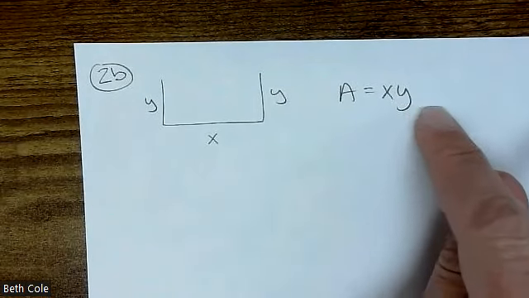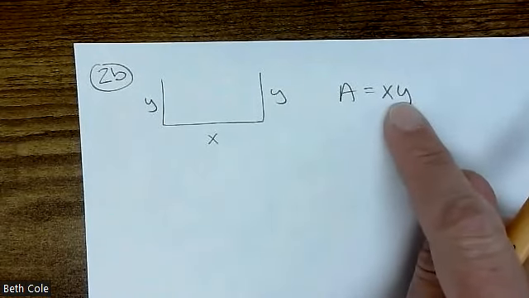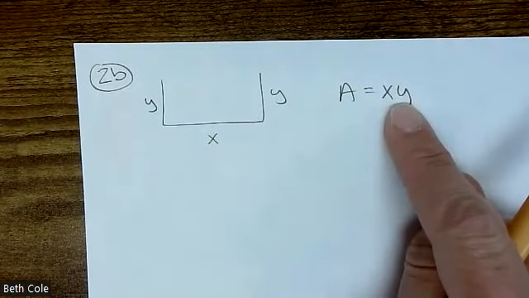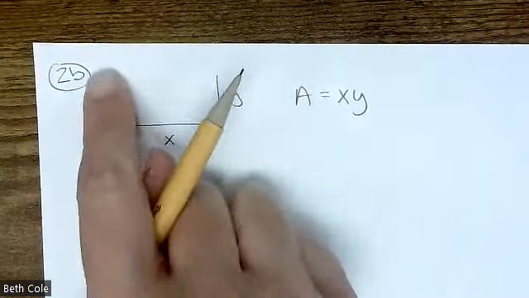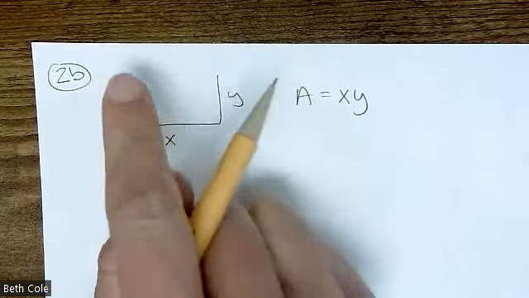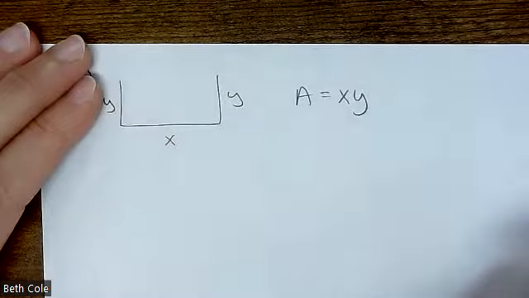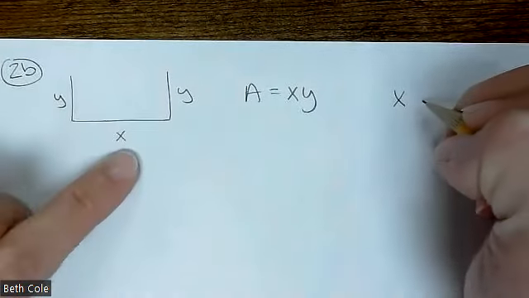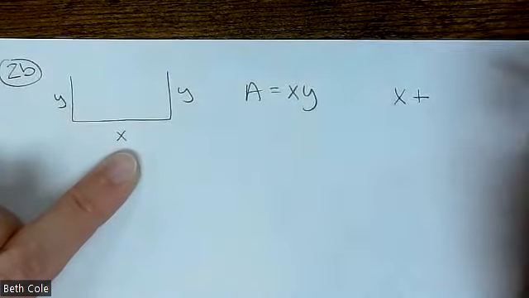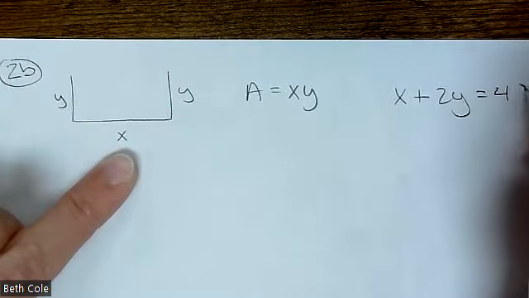We have 2 variables. We have an X and a Y. You have to substitute one of them out. But what did we say? How much fencing did I say we had? I'm just using the same information. 48. So if you add these up, you get 48. That would be X plus 2Y gives you 48.